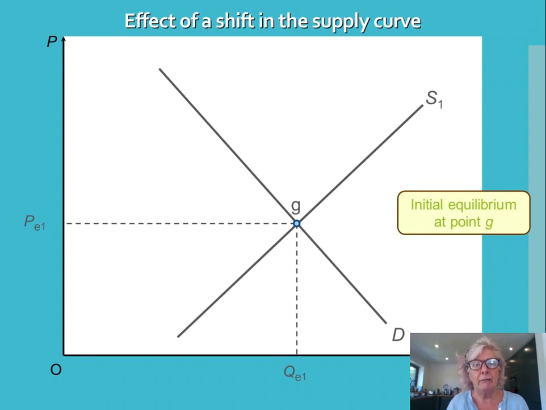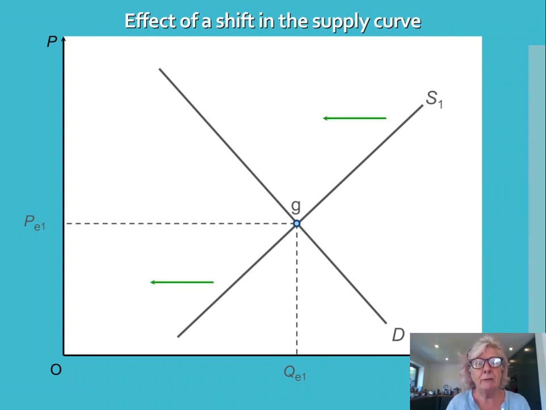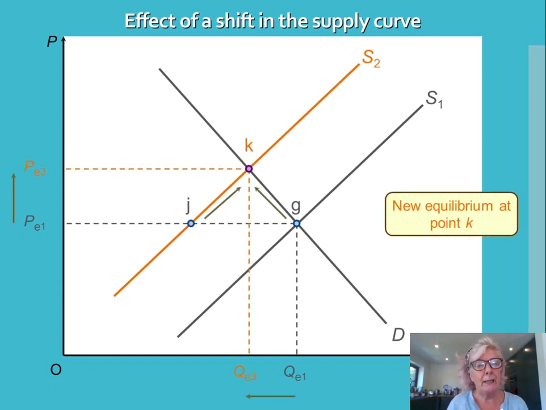So here we have it on our diagram, and what we're looking at here is a fall in supply. So the supply curve has shifted to the left, and again we see that's given us a new equilibrium. So the equilibrium has moved from point G to point K, and that has caused the price to rise from P1 to P3, and equally that has caused the equilibrium quantity to fall from QE1 to QE3. So that's the result of having that new equilibrium.